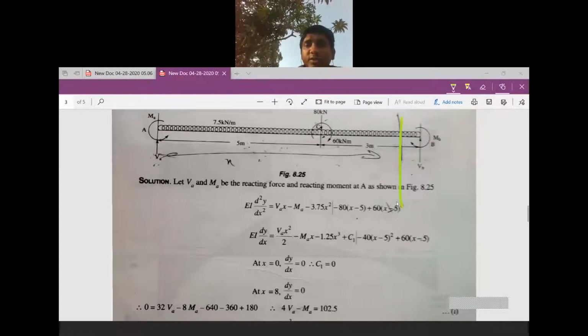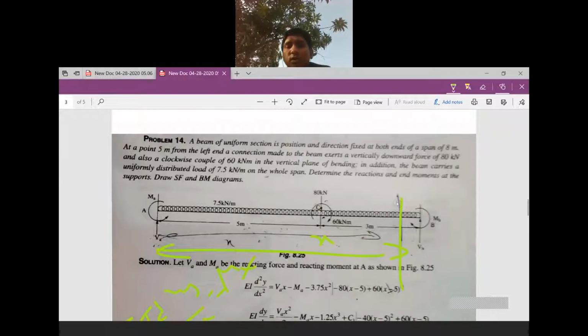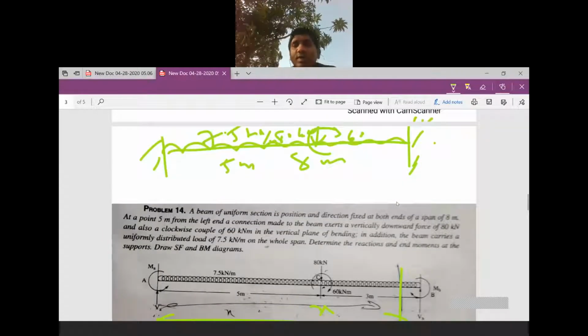I am considering the section here as x, and the bending equation is EI d square y by dx square is equal to Mx. This is the equation you are considering.